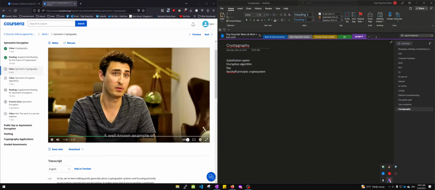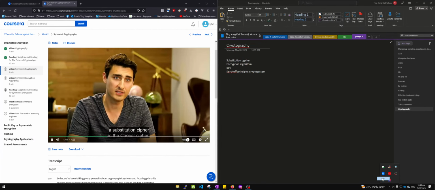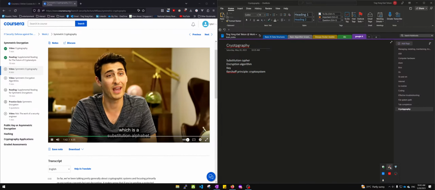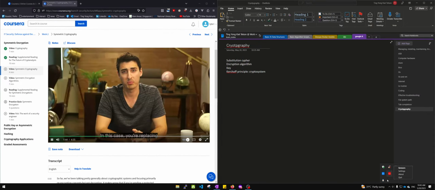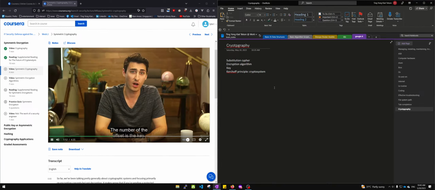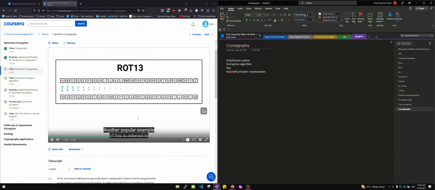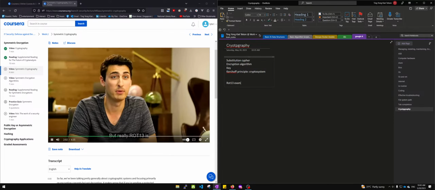A well-known example of a substitution cipher is the Caesar cipher, which is a substitution alphabet. In this case, you're replacing characters in the alphabet with others, usually by shifting or rotating the alphabet a set number of characters. The number of the offset is the key. Another popular example of this is referred to as ROT13, where the alphabet is rotated 13 places. But really, ROT13 is a Caesar cipher that uses a key of 13.